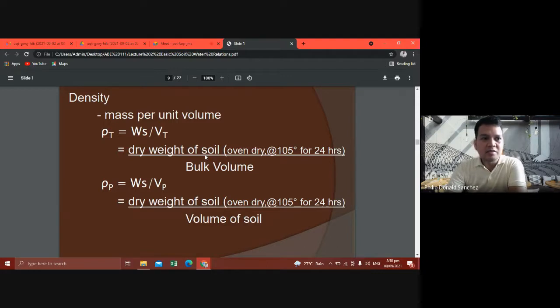I forgot the correct term, but it seems like the Association of Chemists in the world. It's an association of chemists or scientists to standardize how the moisture reduction or dry matter content of a particular material will be measured. So within 24 hours, the soil sample is dried using the laboratory oven for 24 hours.